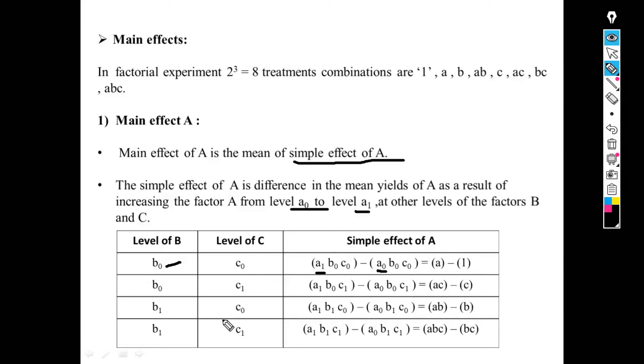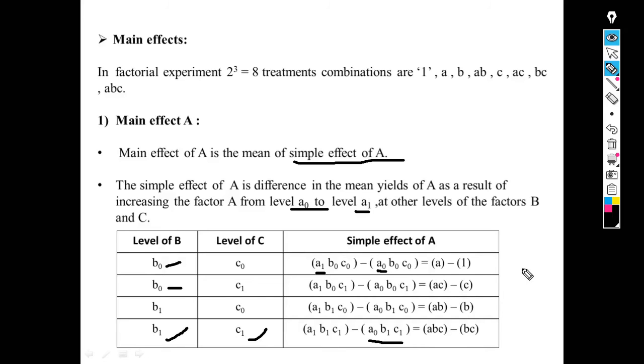Second, we consider B0 C1. We get A1 B0 C1 minus A0 B0 C1. This can be written as AC minus C. Then we consider B1 C0. We get A1 B1 C0 minus A0 B1 C0, so we get AB minus B. And last is B1 C1, meaning both factors B and C at the second level. So we get A1 B1 C1 minus A0 B1 C1, which can be written as ABC minus BC.